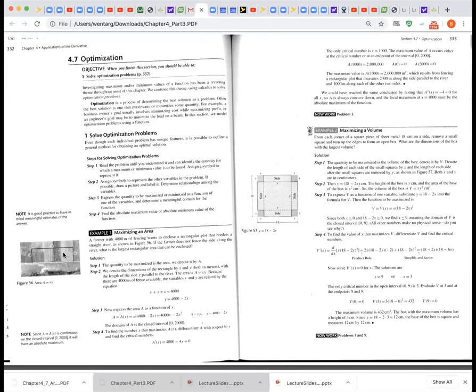The problem reads, a farmer has 4,000 meters of fencing and wants to include a rectangular plot that borders a straight river. River here, plot here, all right? If the farmer does not fence the side along the river, what's the largest rectangular area that can be enclosed is the question. So we're trying to maximize the largest rectangular area, maximize area.